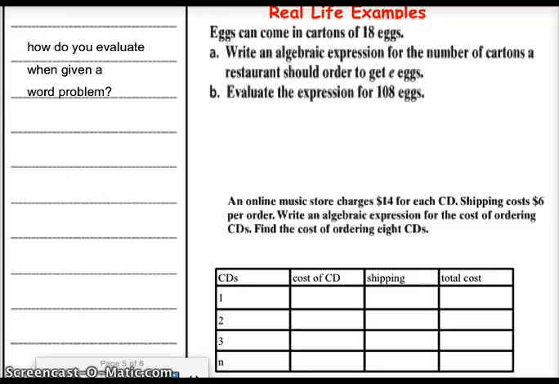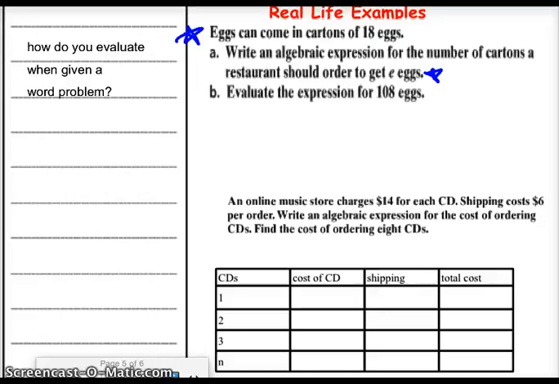One of the biggest difficulties for 7th and 8th graders is writing an algebraic expression for a word problem. I like to think of it with an easy example, and then I connect it to an algebraic example. So this one here, eggs can come in cartons of 18. Write an algebraic expression for the number of cartons a restaurant should order to get E eggs. Well, I don't know, I feel confused.